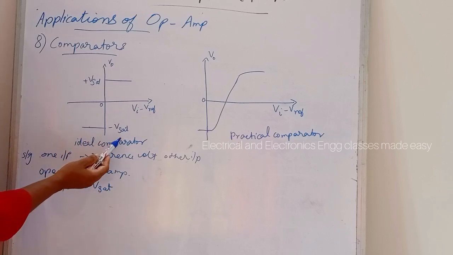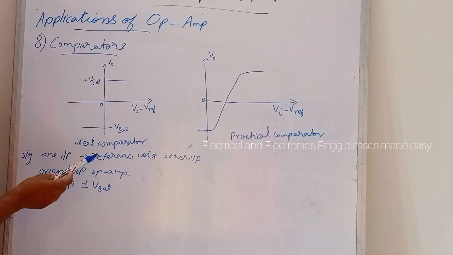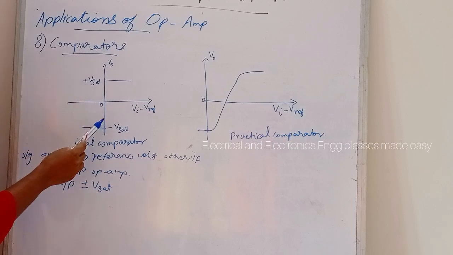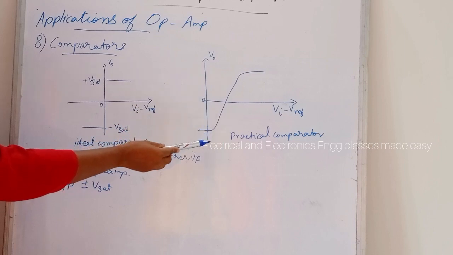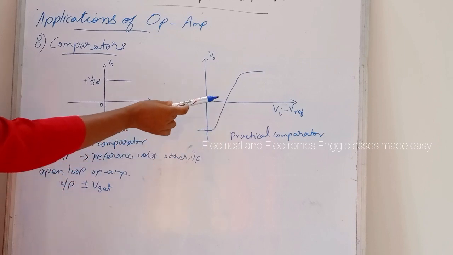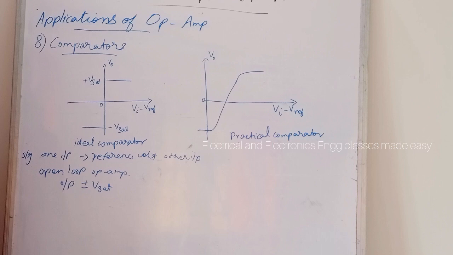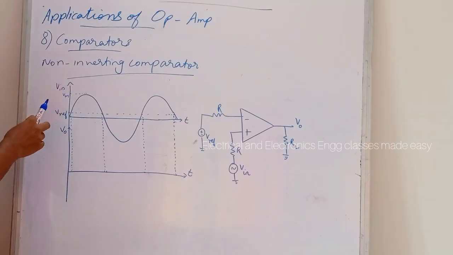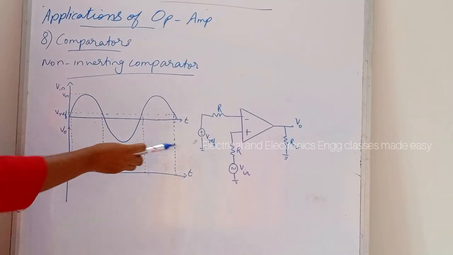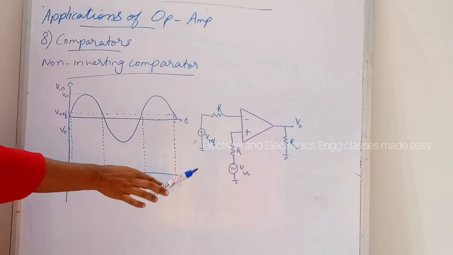This is the ideal comparator transfer characteristic, and this is the commercial or practical comparator transfer characteristic. And there are two types of comparators, non-inverting comparator and inverting comparator. So let us study about the non-inverting comparator. So next is the non-inverting comparator, and this is the circuit diagram for it.